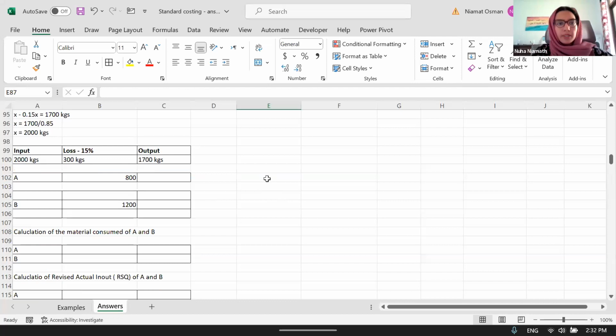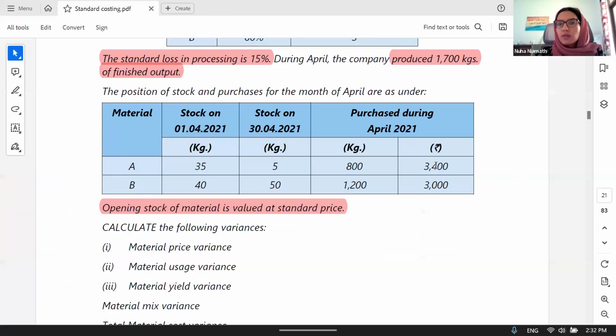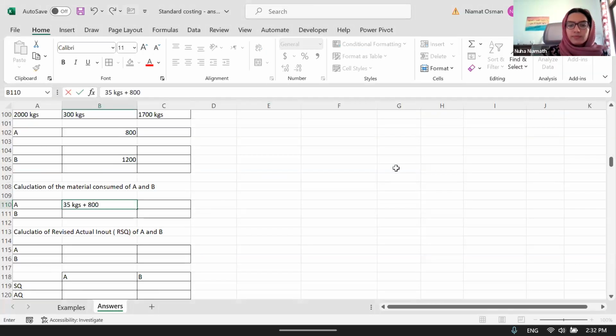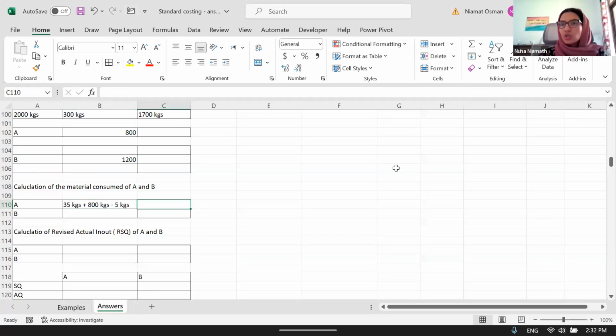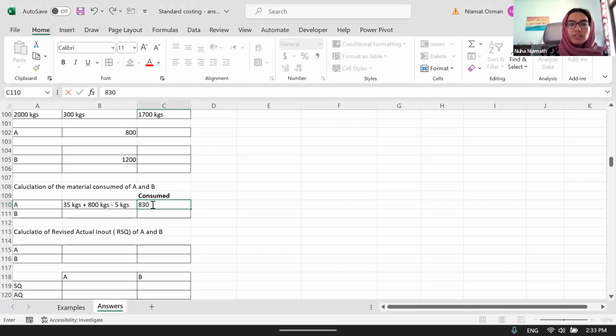Okay, so how do you see the material consumed? So we can say 35 kgs plus 800 kgs minus 5 kgs. That is opening plus purchase minus closing will give me consumed. Isn't it? Clear, everybody? Okay. Apart from Jasnath, nobody is responding. I hope everybody is listening. Okay. Thank you, Shilpa. So that gives me 830 kgs.